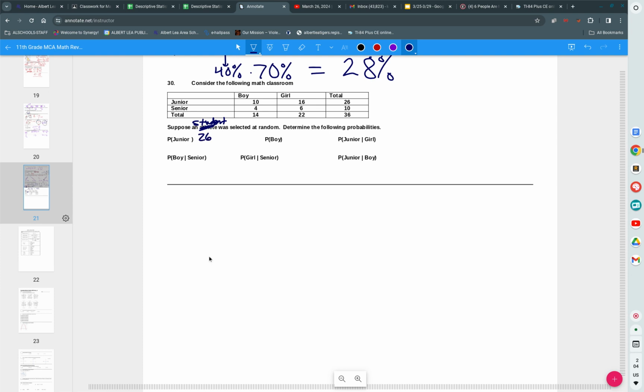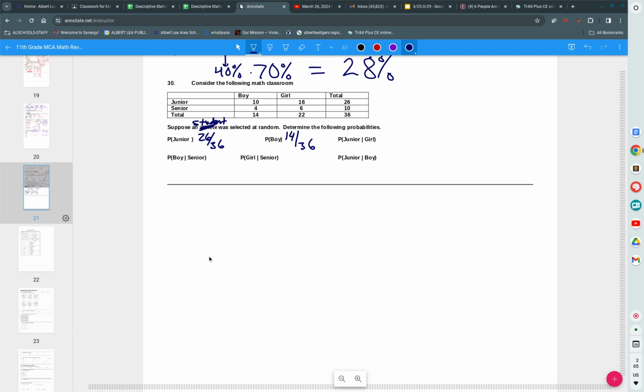26 out of 36. We could reduce that. What's the probability that we randomly select a boy? 14 out of 36. So easy to read the table and see that.